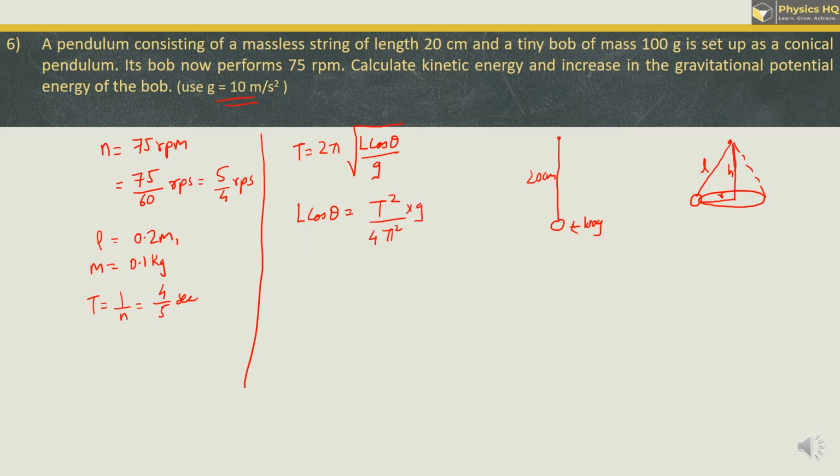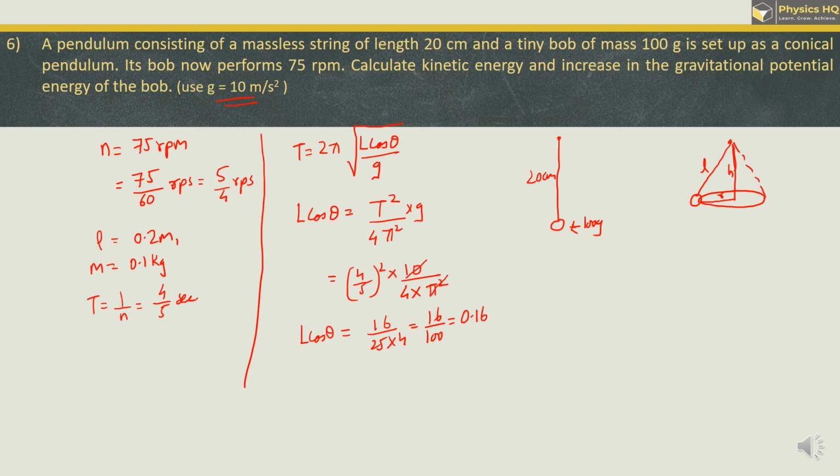T is 4 by 5 square into g is 10, divided by 4 into pi square. For simplicity, what we can do is take pi square as 10. So this pi square and this 10 are cancelled. We got 16 upon 25 into 4, which is 16 upon 100, which is 0.16. So we got L cos theta as 0.16.